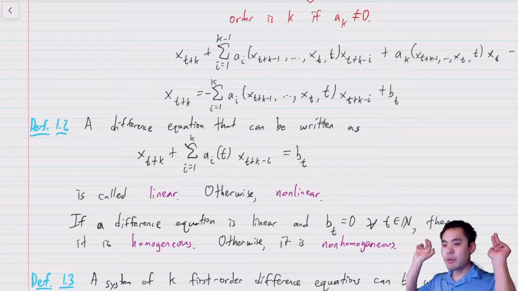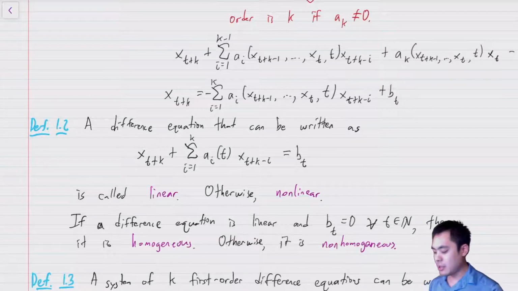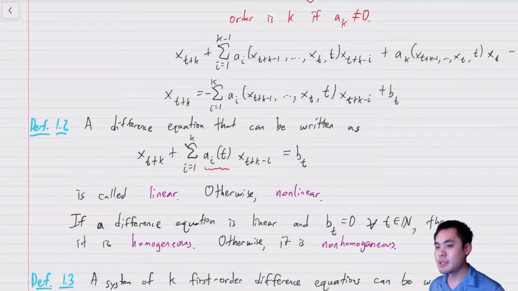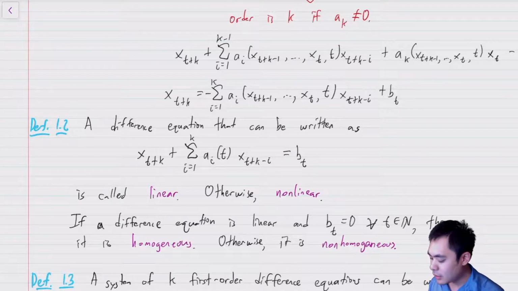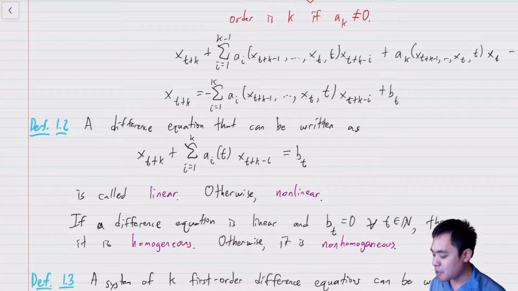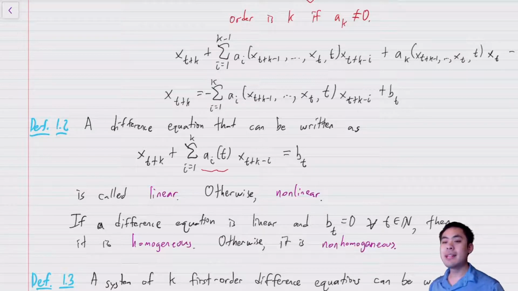One so-called easy form of the coefficient functions, these a sub i of t's, is if those things are only dependent on t. Unlike this general form where they can be dependent on any of the state variables except for x sub t plus k, if they happen to be dependent only on time, and don't have any dependence on the state variables, then that is actually super helpful, because that is what we call linear.